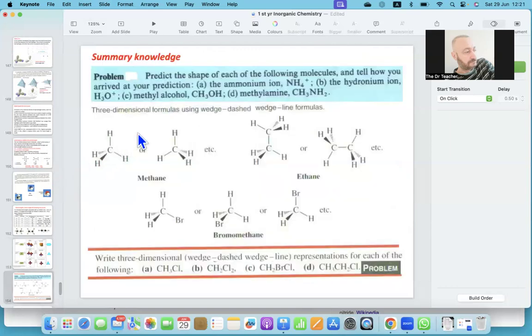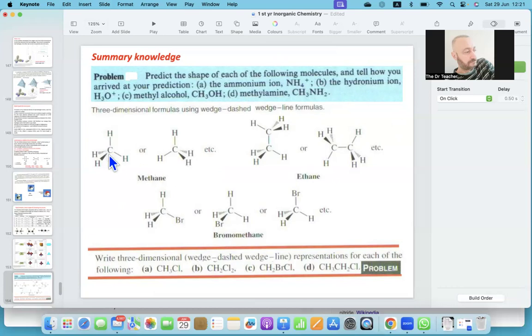Summary knowledge, we have a question: predict the shape of each of the following molecules. Tell how you arrive at your prediction. Ammonium ion, NH4 plus, hydronium ion, H3O plus, methyl alcohol, CH3OH, methylamine, CH3NH2. So here you have to predict the shape of each one of them.